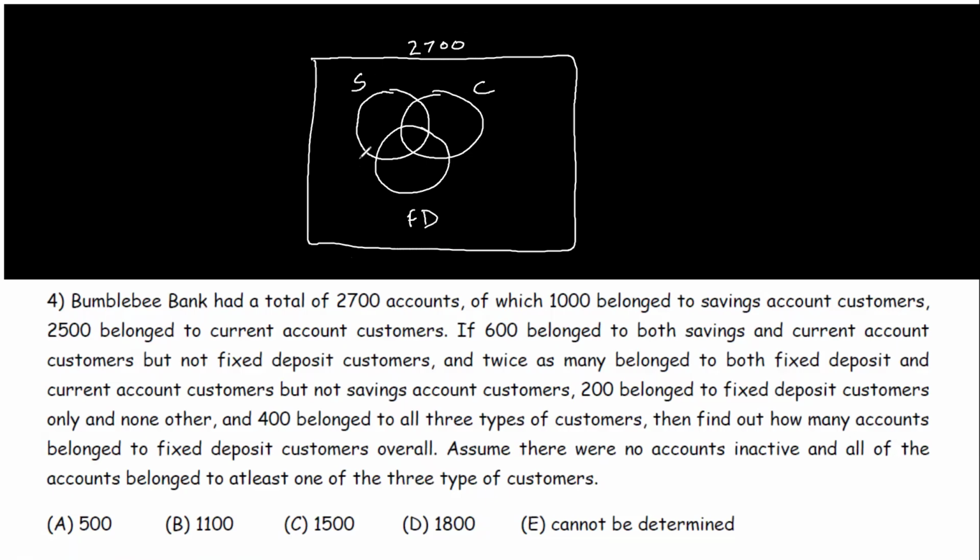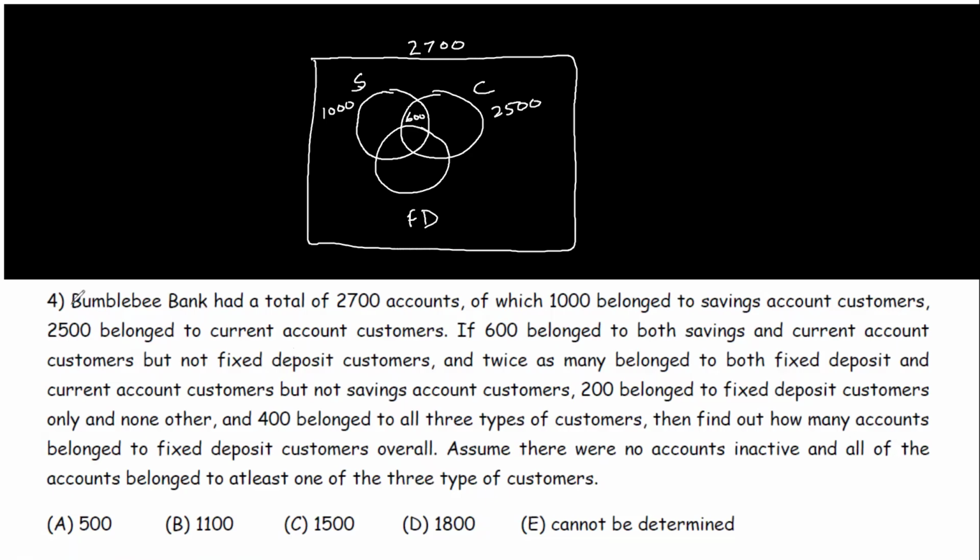So that's Bumblebee Bank, 2,700 accounts: savings account, current account, FD. Savings account is 1,000, current account is 2,500. If 600 belong to both savings and current account, but not fixed deposit, they're talking about this, the only part: 600 belong to both savings and current account, but not fixed deposit customers.